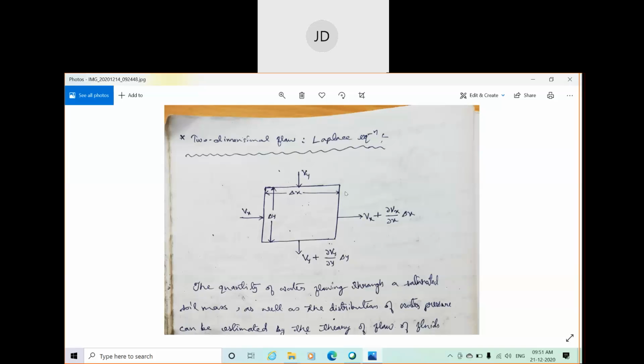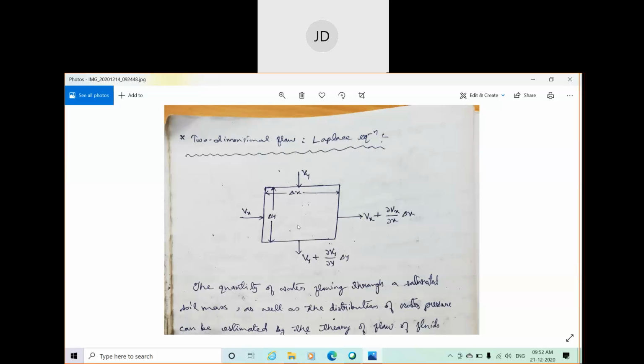It has dimension delta x in the x direction and delta y in the y direction, and water is allowed to pass in both the x and y directions. Here you can see water is flowing in this direction with a velocity of vx, and water flowing into the soil element in the perpendicular direction, or y direction, with a velocity of vy. The water coming out of the soil element in the x and y directions has an increased velocity. That means when water comes out of the soil mass, since the area will increase at the exit point, the velocity will also increase.